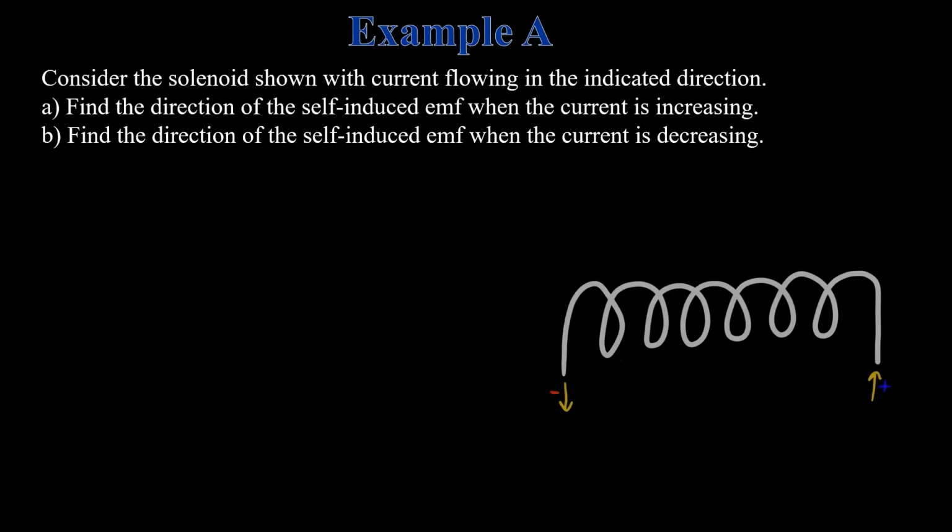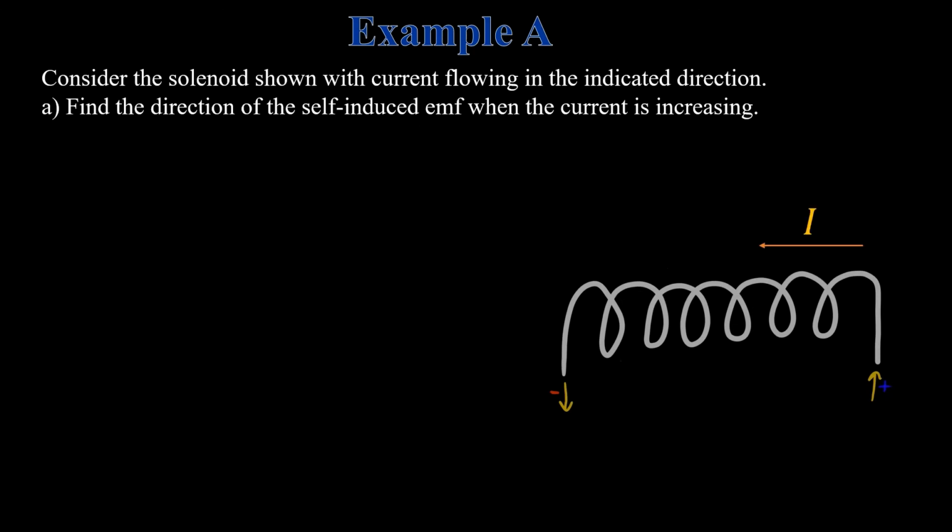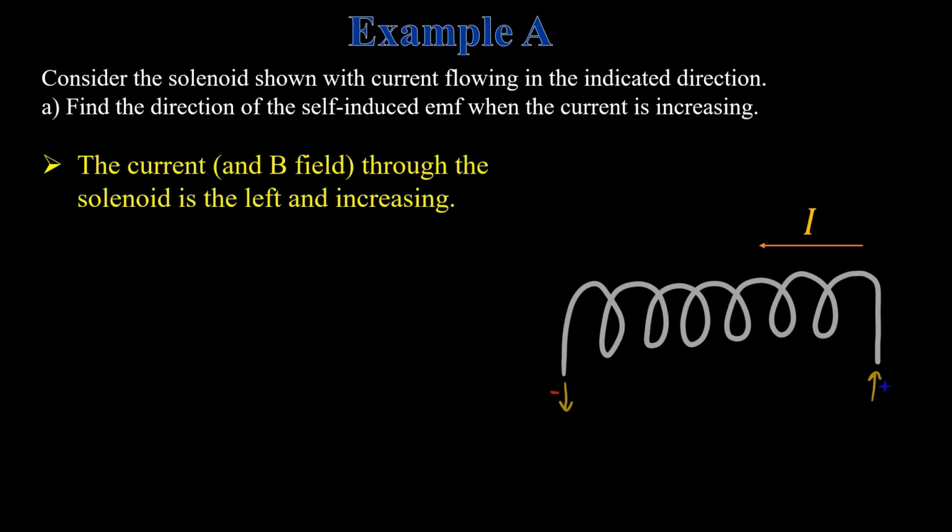Example A looks at how the self-induced EMF works in an inductor. So consider the solenoid shown with current flowing in the direction indicated, so from right to left. Calculate the direction of the induced EMF when current is increasing. So this is going back to Lenz's law here. Something that's always true in physics: when something is increasing, the change in that thing is in the same direction. So the current, and thus the field, and thus the flux, is to the left and increasing. That makes the change in flux dphi dt also to the left. And then the induced EMF is going to try to oppose the change in flux.